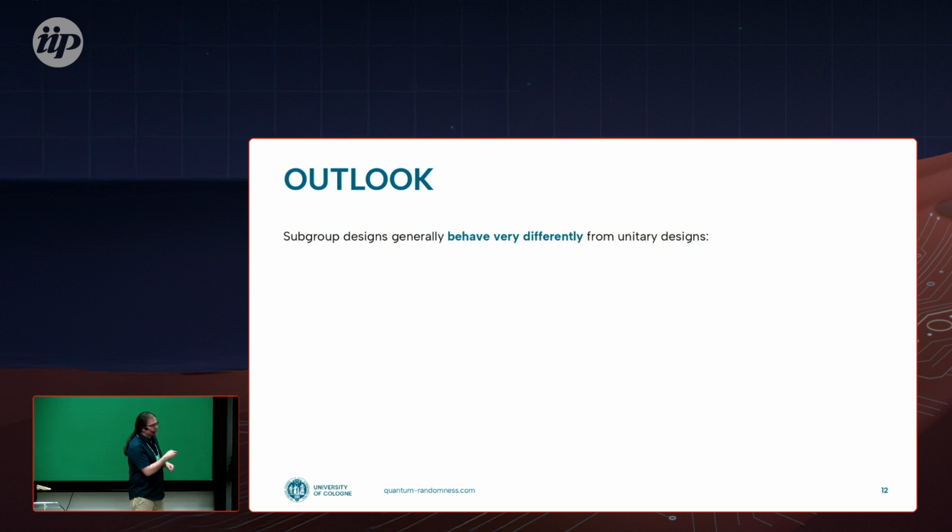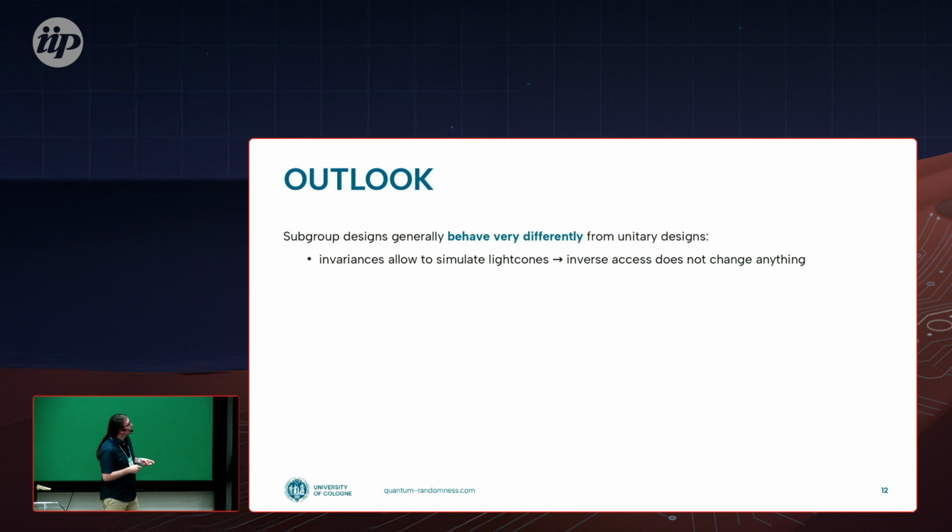Okay, so let me give you a brief outlook. What's nice about this paper is that it shows that subgroup designs behave very differently from unitary designs, so intuition doesn't really carry over. Because these invariants allow us to simulate light cones, adding inverses to the whole thing doesn't really add much. So the barrier between log depth and linear depth is somewhere else, and we have to study a more fine-grained picture to look at these different convergence regimes.